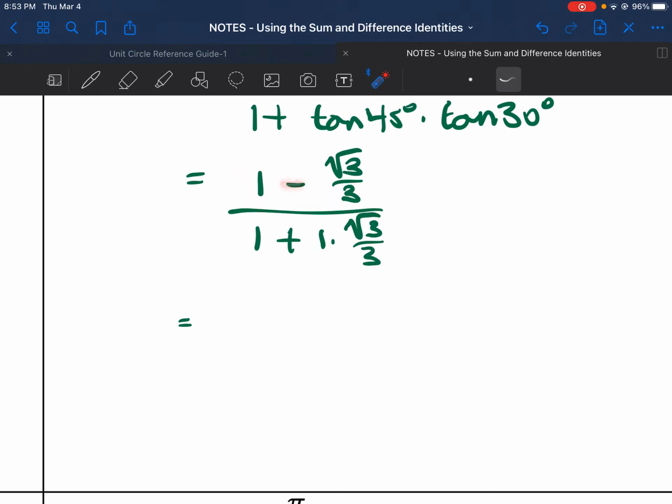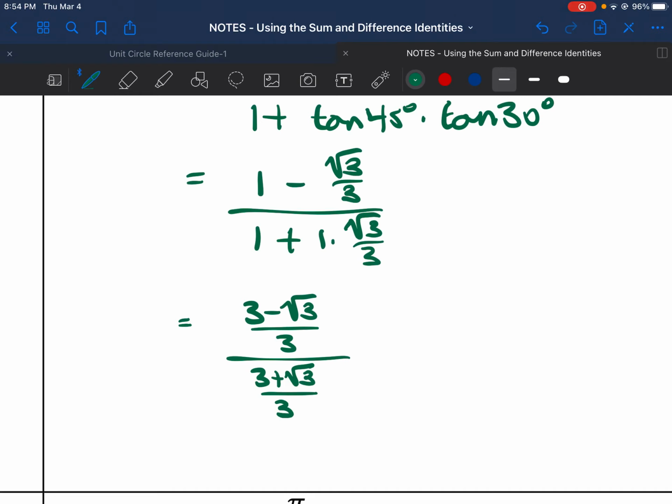1 minus square root of 3 over 3, I want a common denominator of 3, and I can rewrite 1 as 3 over 3. And notice now that they have a common denominator, this is going to simplify to 3 minus square root of 3 over 3. So here's our new numerator, 3 minus square root of 3 over 3. Looking at our denominator now, we're going to do something very similar. This 1, I'm going to rewrite as 3 over 3 so that they have a common denominator of 3. So 3 over 3 plus square root of 3 over 3. Add the numerators together, 3 plus square root of 3, common denominator of 3.